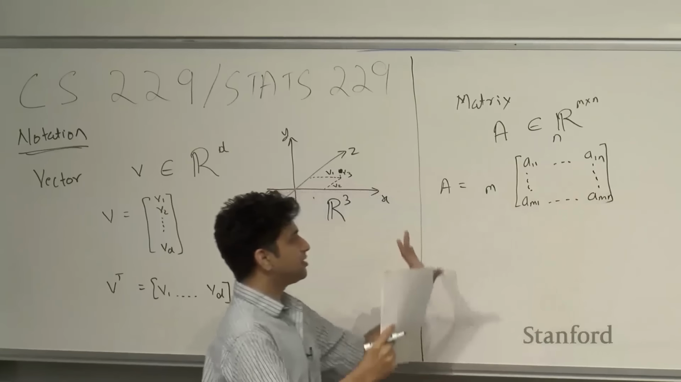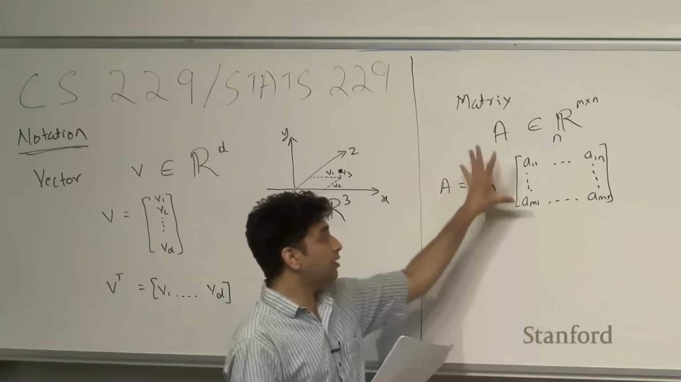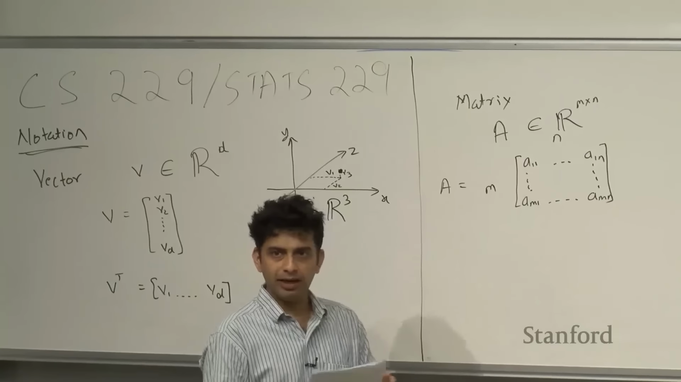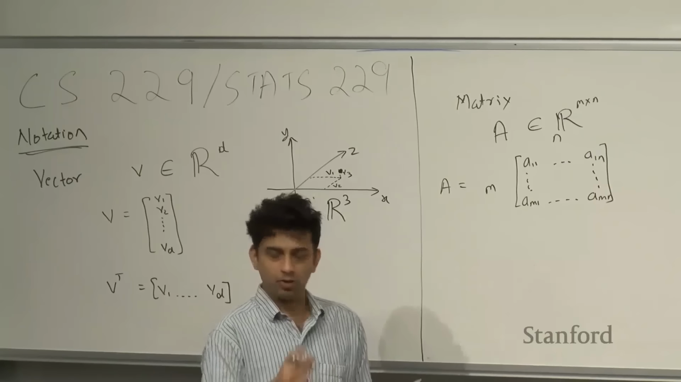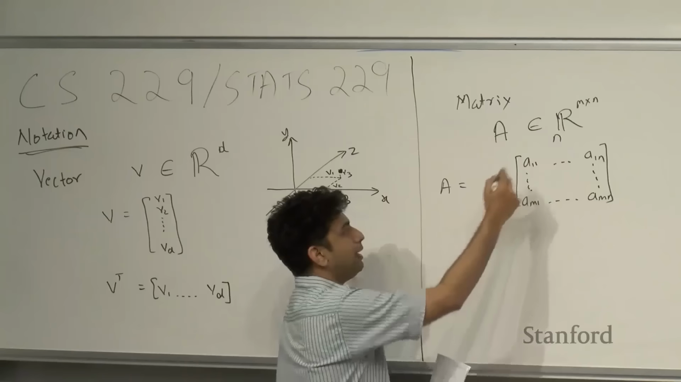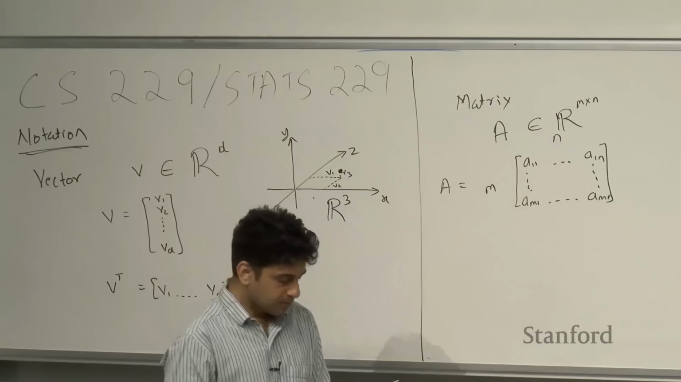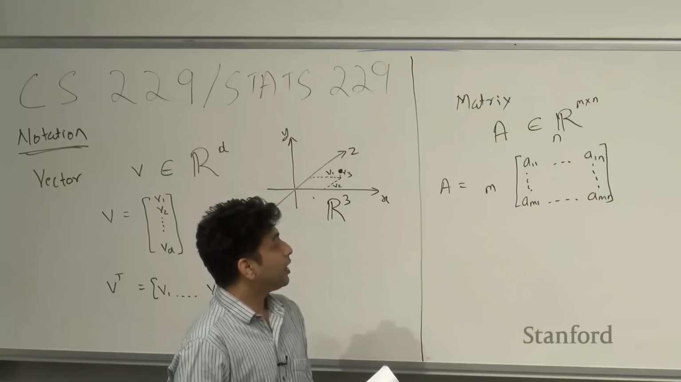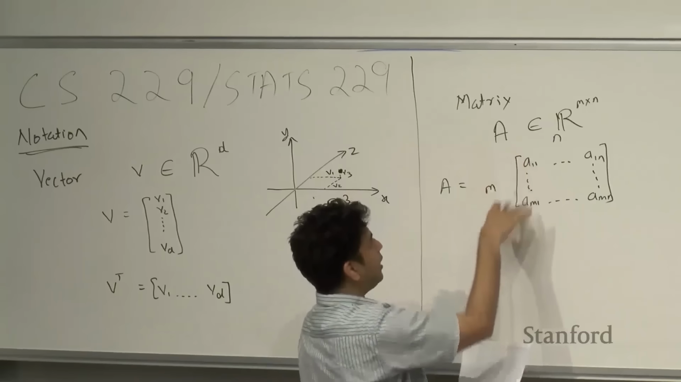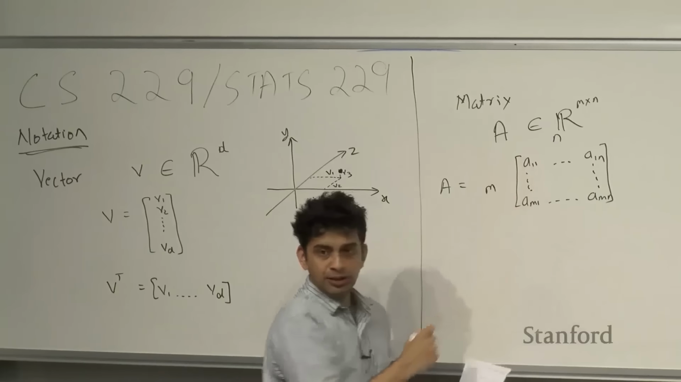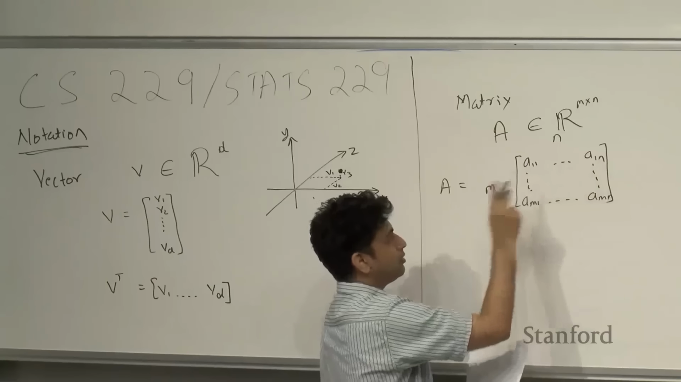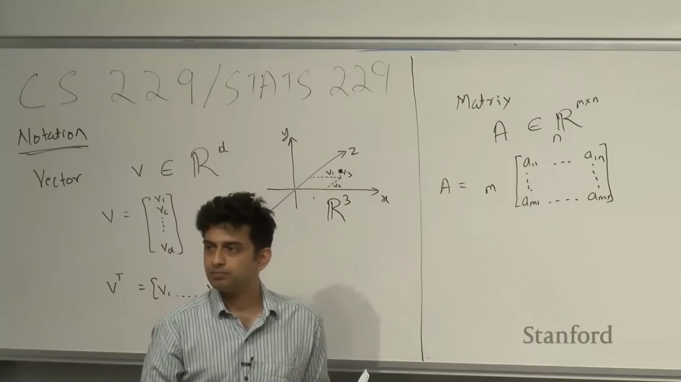A matrix is a grid of real-valued numbers for the purpose of this course. Through the course, we hardly ever deal with complex numbers, so it's going to be only real numbers. Think of it as an m by n grid of real numbers. You can interpret this as n column vectors of m dimension each, or as m row vectors of n dimension each.